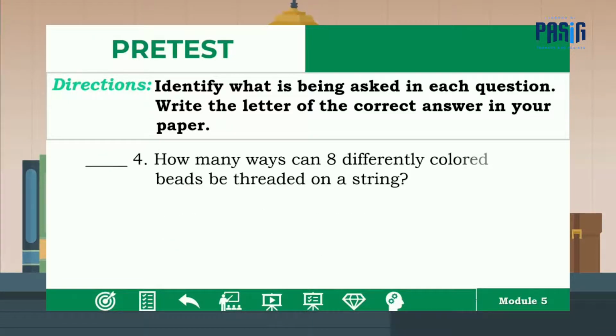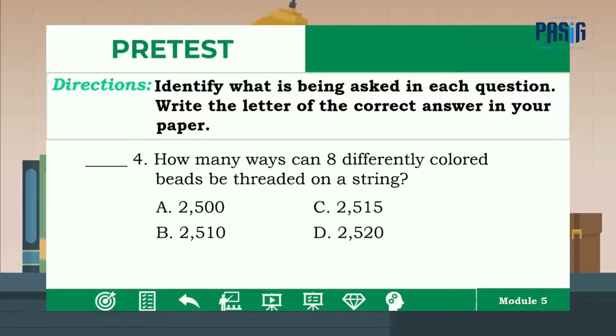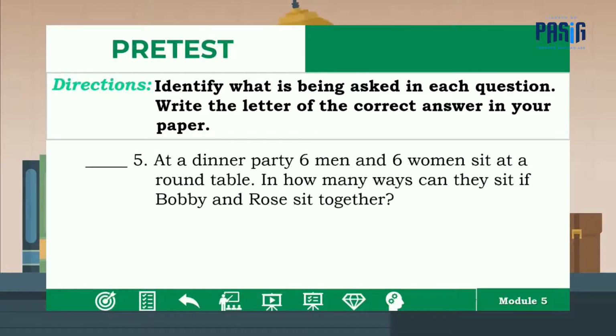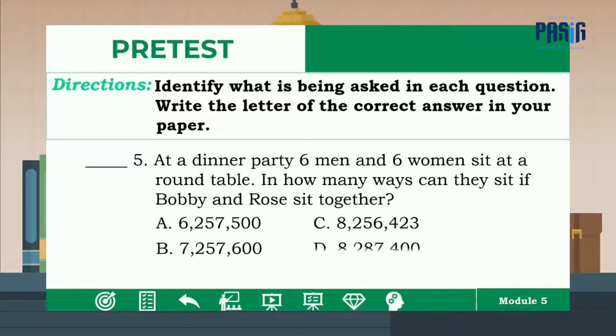For number 4, how many ways can 8 differently colored beads be threaded on a string? A, B, C, or D? And the answer is letter D. And for number 5, at a dinner party, 6 men and 6 women sit at a round table. In how many ways can they sit if Bobby and Rose sit together? Is it A, B, C, or D? And the correct answer is letter B.